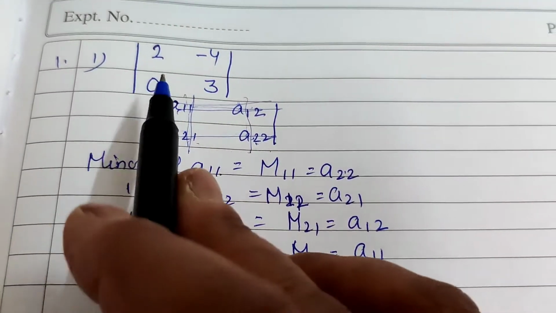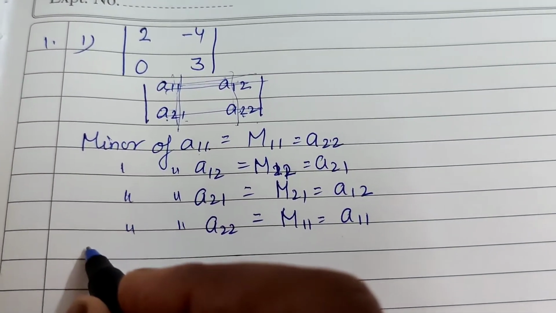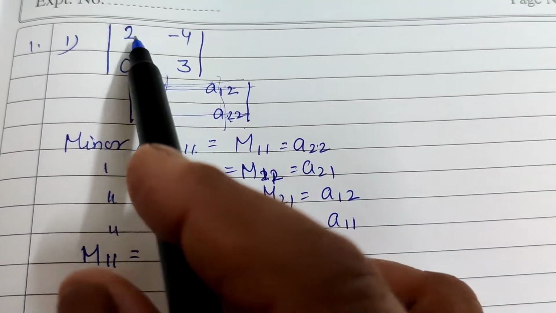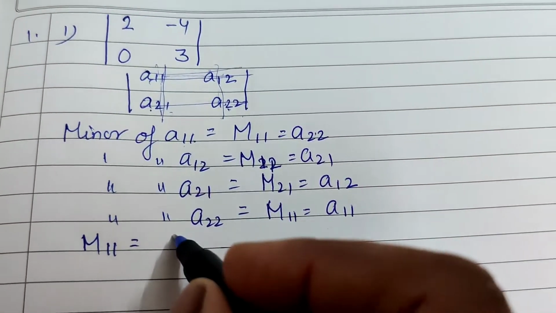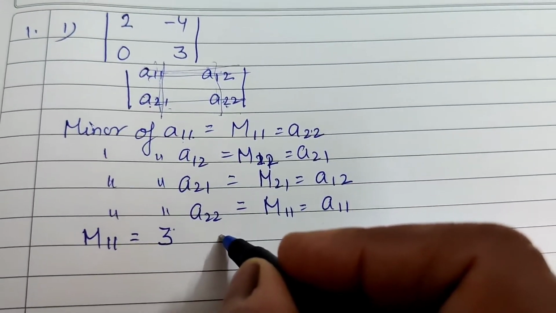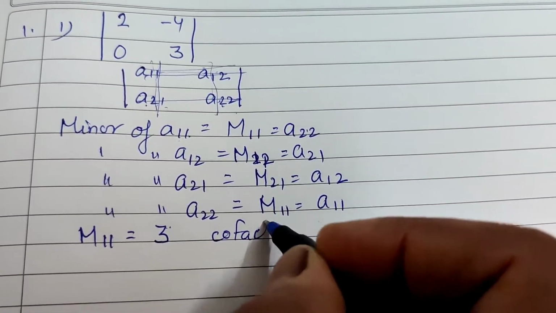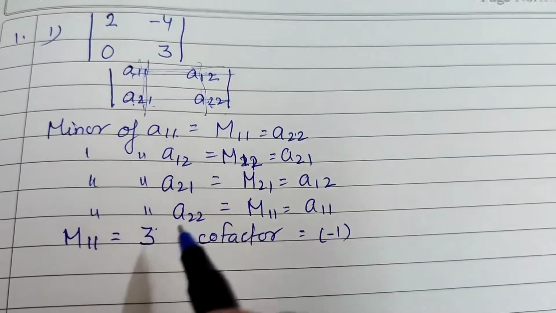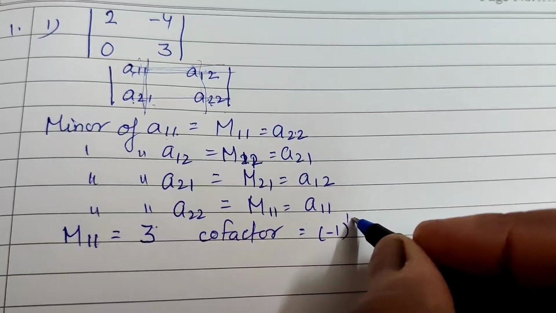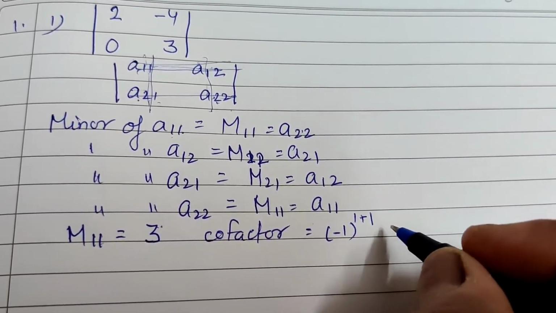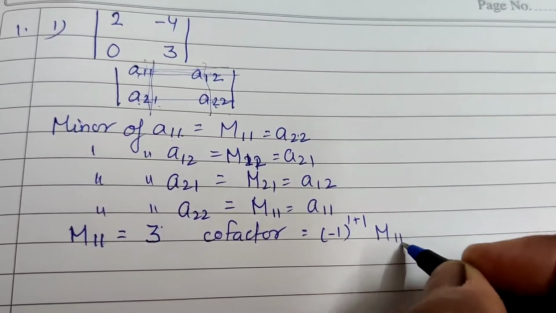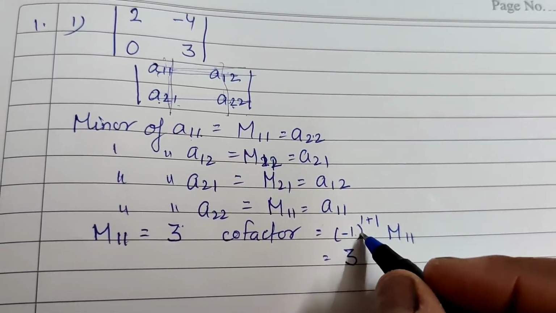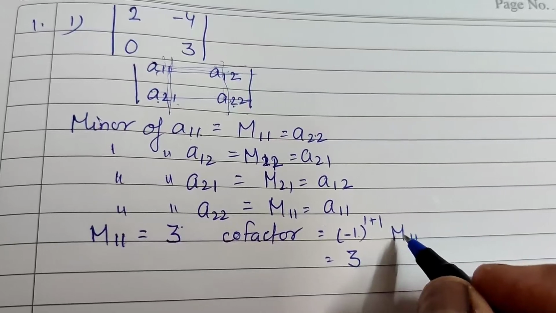Now for this determinant, minor of a11 means M11. M11 means just eliminate first row, first column. It is 3. And the cofactor means minus 1 raised to the power 1 plus 1 and M11. This will be minus 1 raised to power 2 into M11, which is 3.